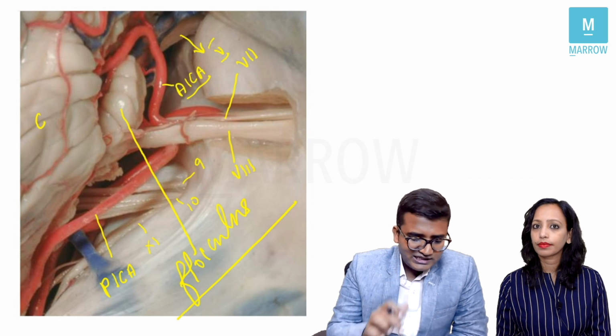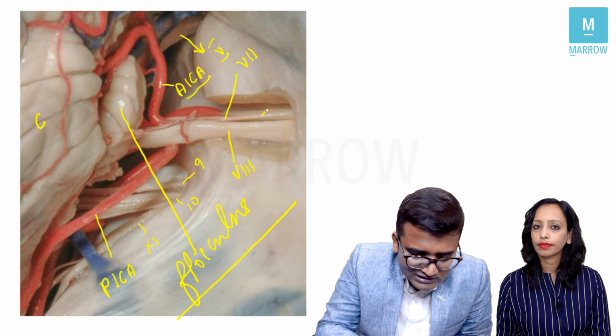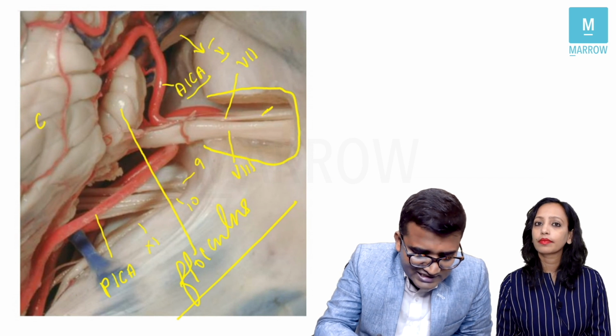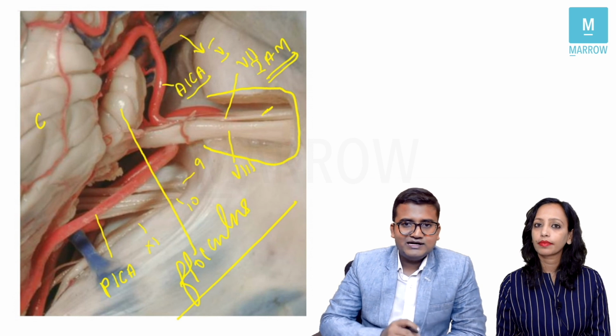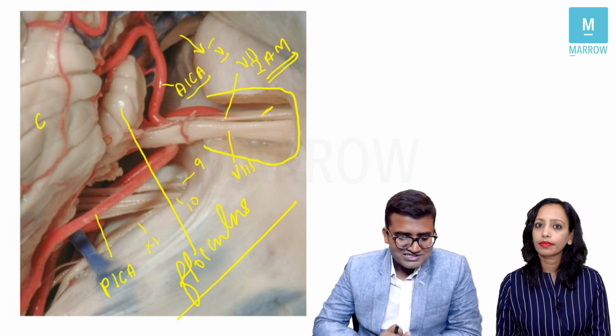Right? Now, we see this foramen here. Can you see the structure here? Yes. That is our internal auditory meatus. The internal auditory meatus will transmit structures. We're going to see that later.